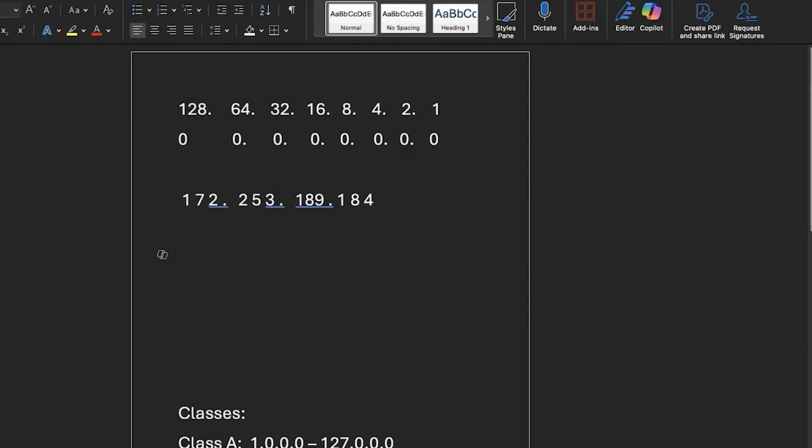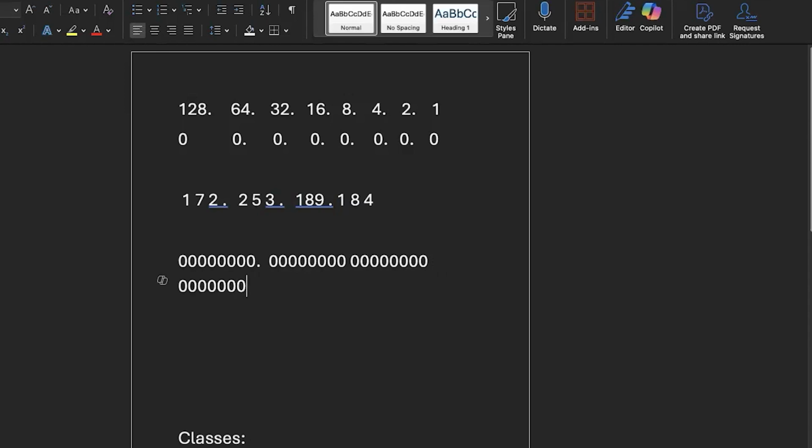The subnet mask value consists of, you guessed it, 4 different octets, 8 bits per octet. So if we look at this, we go 1, 2, 3, 4, 5, 6, 7, 8 space, 1, 2, 3, 4, 5, 6, 7, 8 space, 1, 2, 3, 4, 5, 6, 7, 8 space, right? This will be your subnet mask and how it looks.